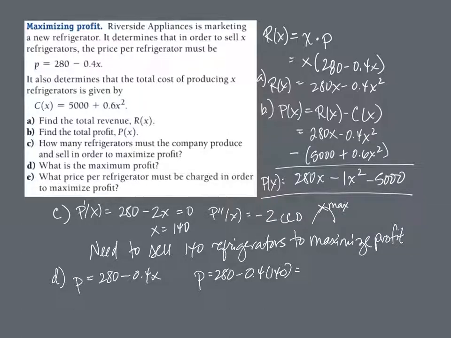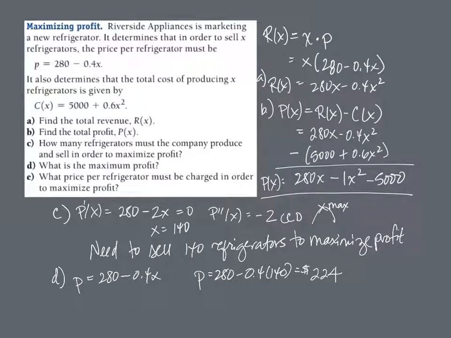getting out our calculators, 56. And then 280 minus that is 224. So we would set our price at $224 in order to maximize.